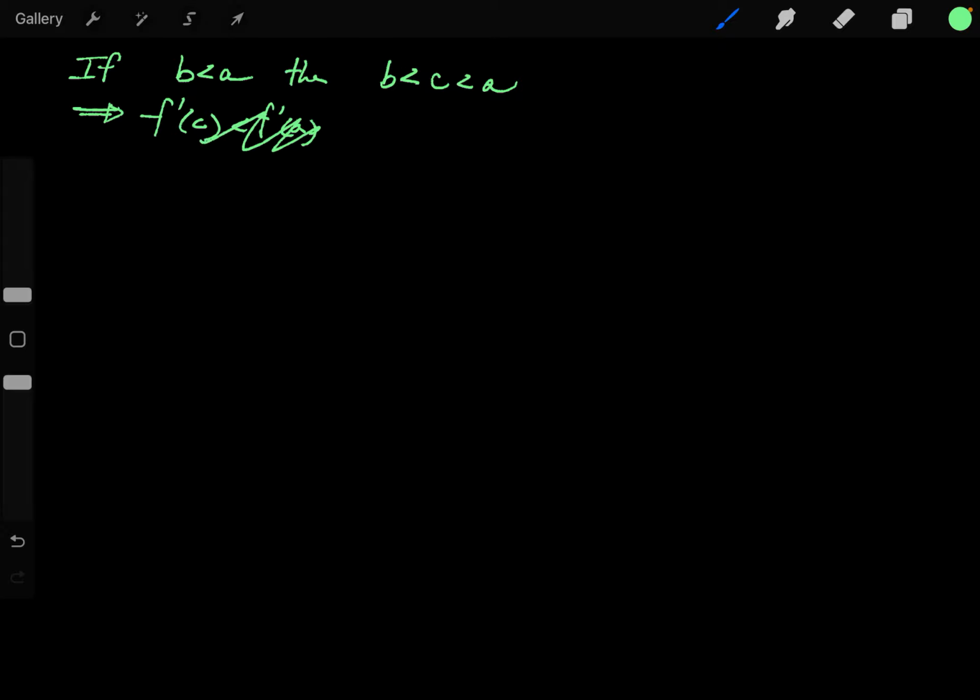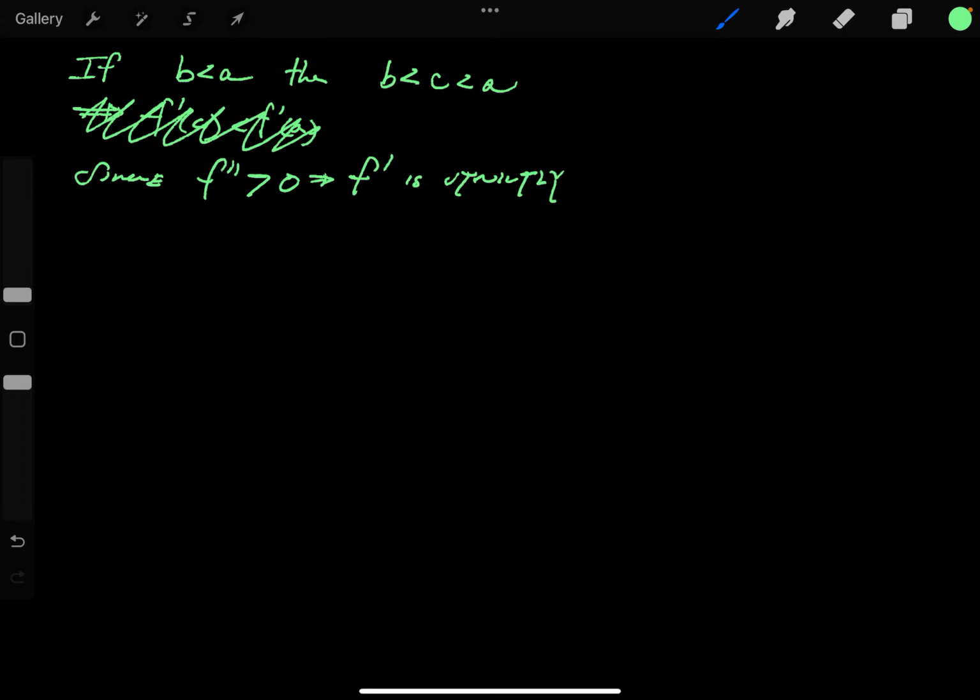Why was I able to conclude that? Let's write the step again. Since f double prime is positive, f prime is strictly increasing on I. Same logic. And therefore, since we have C less than A, f prime of C is less than f prime of A.